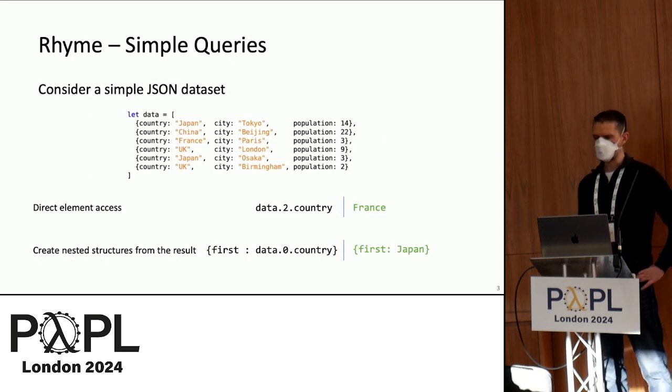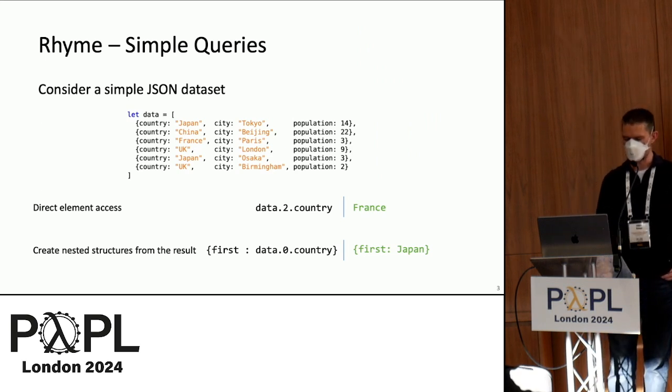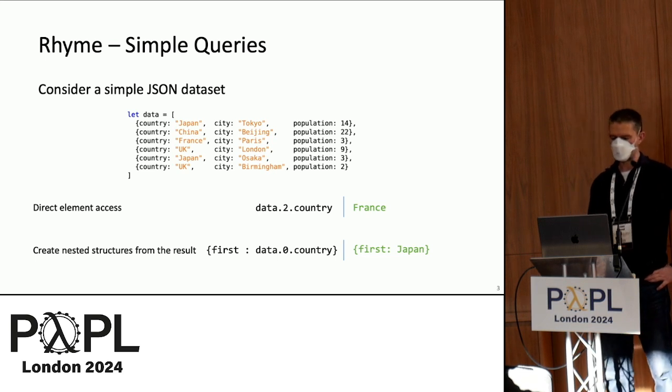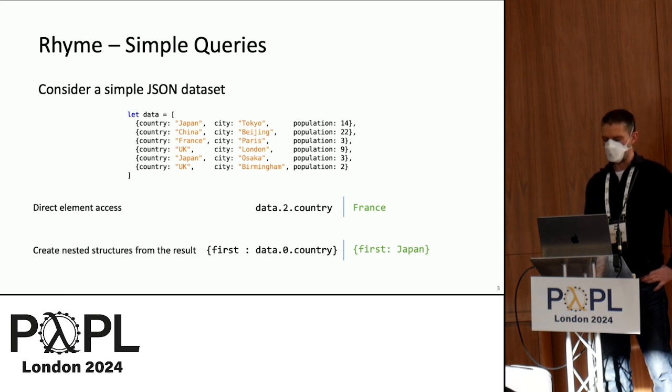So let's consider some very simple examples. Here I have a JSON data set. It's really just a flat list of tuples, mapping cities to their respective country and the population. And of course, the most basic constructs we can have for querying these things are eliminators and introduction forms. So I can do direct element access by providing a path: take the second element and then give me the country. So in that case, I would get back France.